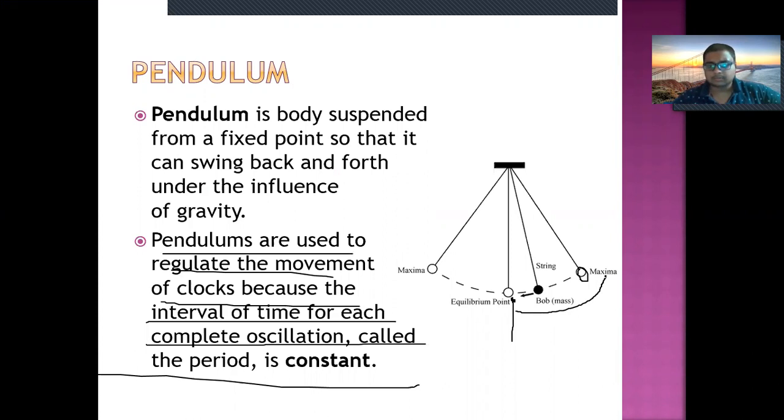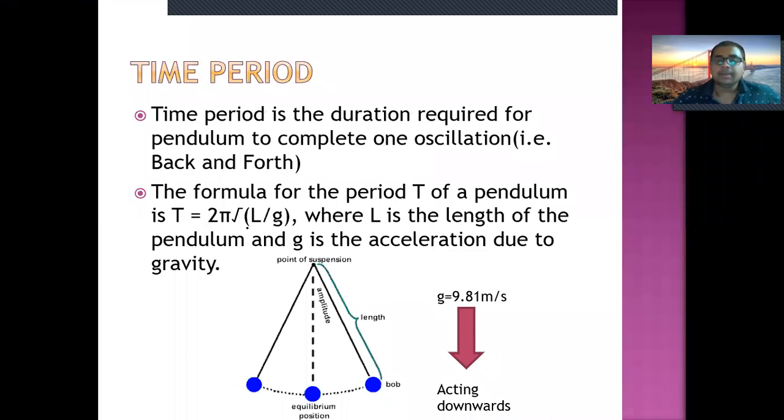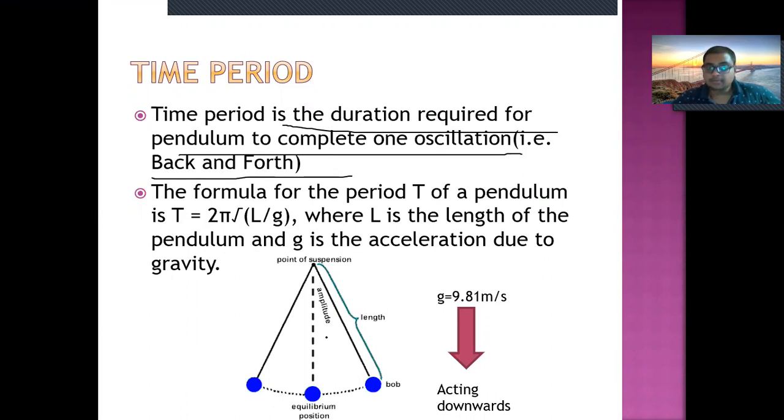What happens now? This pendulum, or this bob, which is held by this string, goes back and forth, on and on, like this. Now there's the time period for it. The time period is the duration required for the pendulum to complete one oscillation, that is, back and forth.